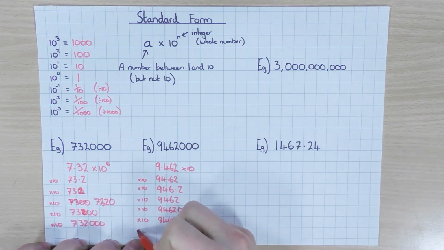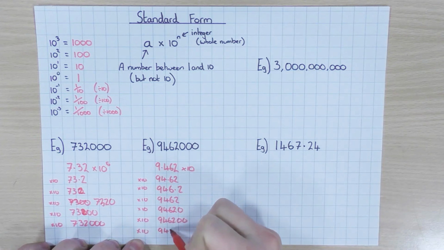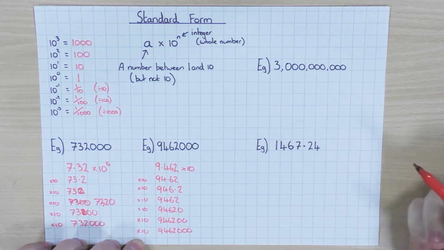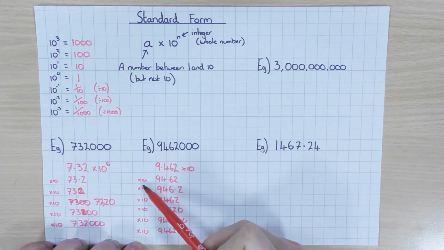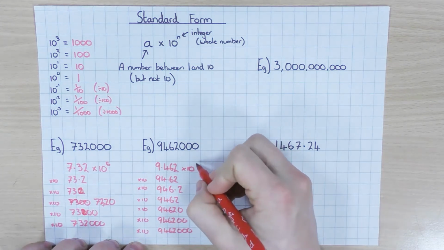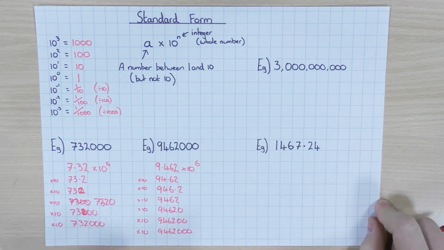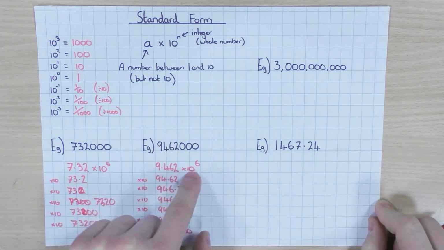Still not enough. So one more time, we'll do it. There we go, they're now the same. Okay, so how many times did I times by 10? Was it 1, 2, 3, 4, 5, 6 times? Okay, 6 times. And again, that number is now in standard form.